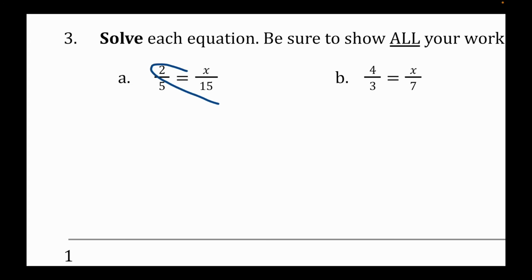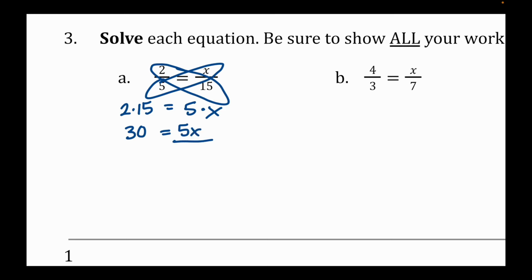So let's solve each equation and show all of our work. I'm going to zoom in here and just show my work for each piece. So I'll do these in blue and I'll use a smaller pen. So I'm going to do 2 times 15. This is going to be the same as 5 times x. I'm not going to show the cross multiply part for each one, but that is the process that I'm doing: cross multiplying. So 2 times 15 is 30, and 5 times x is 5x. We can then divide both sides by 5. 30 divided by 5 is 6, so our value of x is 6.